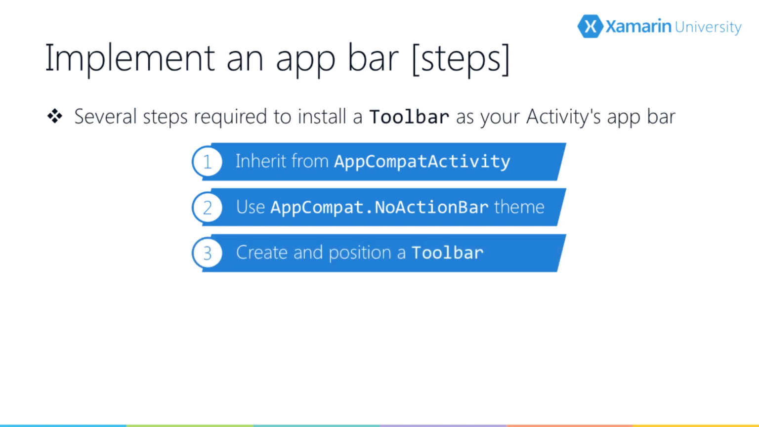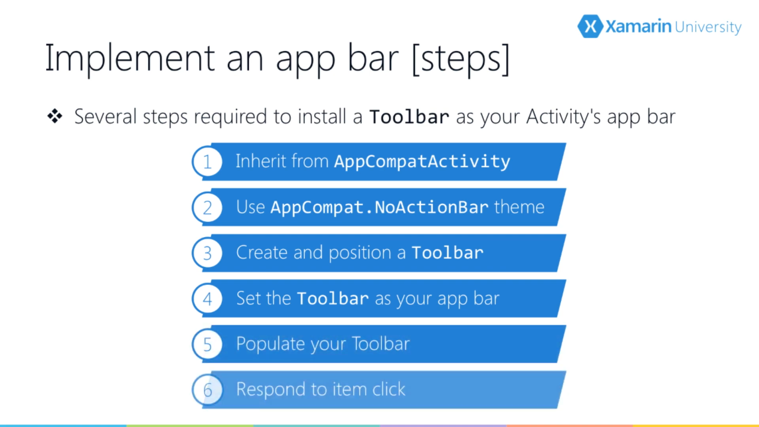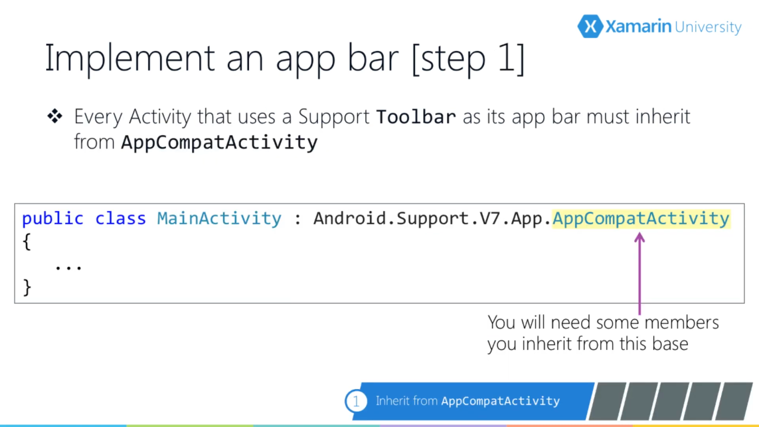And then create and position a toolbar instance. Install that toolbar as your app bar, populate the actions menu, and then respond to click events. Remember, the way we respond now is going to be different. So let's look at each one of these steps.